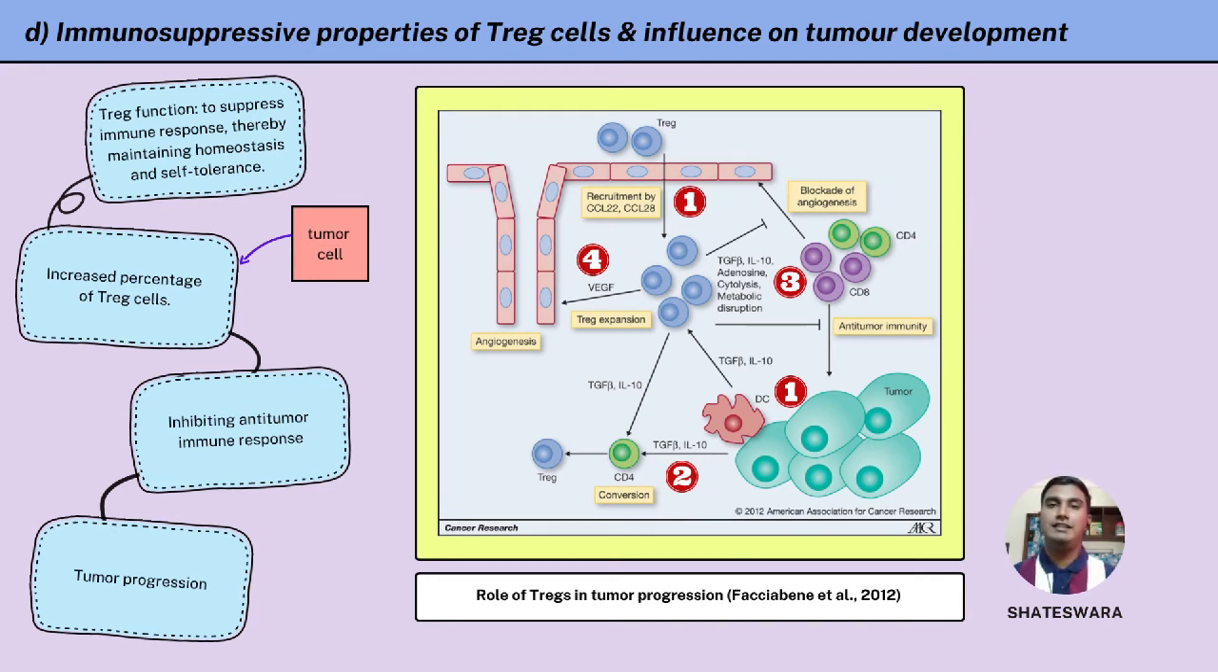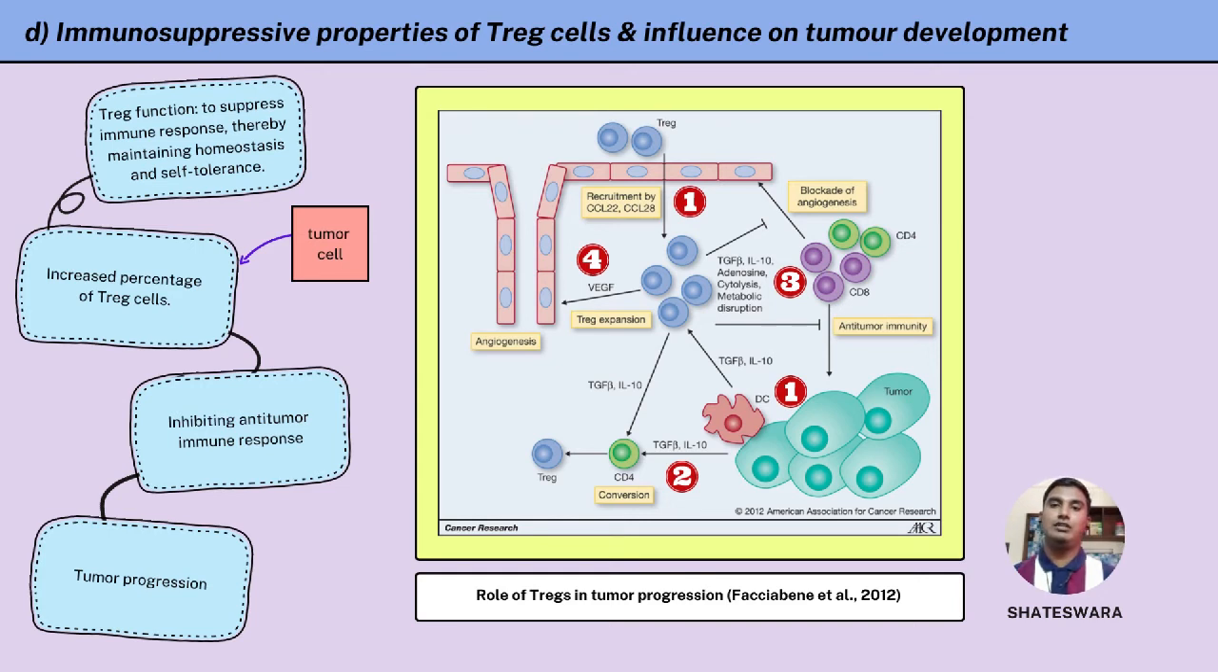As we know, in normal conditions, T regulatory cells function to suppress immune response, thereby maintaining homeostasis and self-tolerance. However, in the tumor environment, the T regulatory cell percentage tends to increase, which causes inhibition of the anti-tumor immune response. The center figure shows the role of T regulatory cells in tumor. Let us see one by one. First is T regulatory cell accumulation in the tumor.